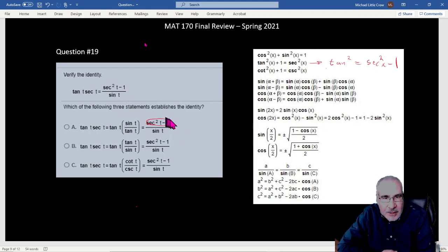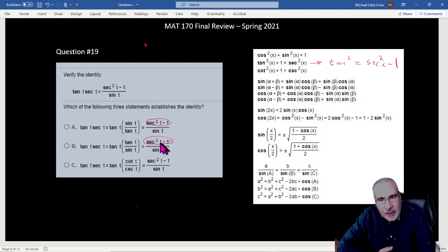I could replace it with tangent squared. I could do tangent squared over sine. That's not going to help me here, but look at this. I get tangent squared here if I take tangent times tangent divided by sine. So that would get me to the next step here, because then this identity is tangent squared, which gives me this divided by sine.